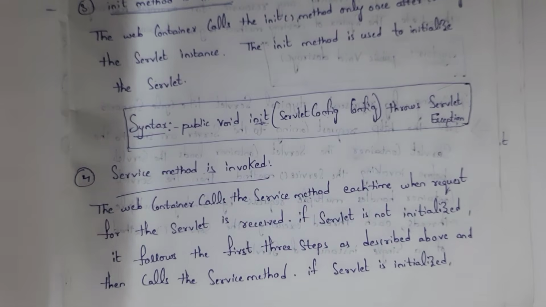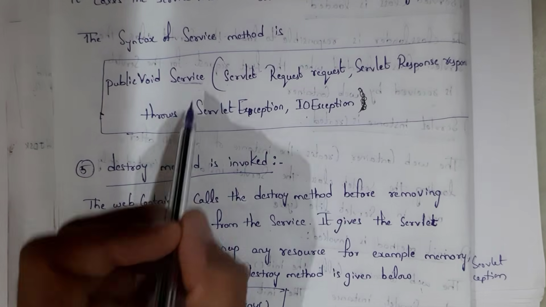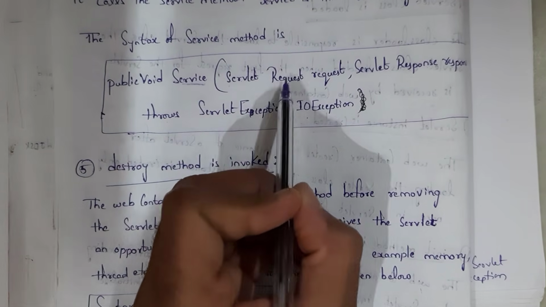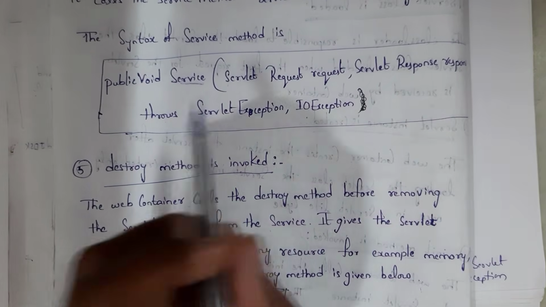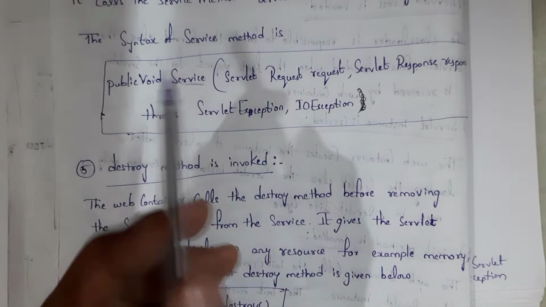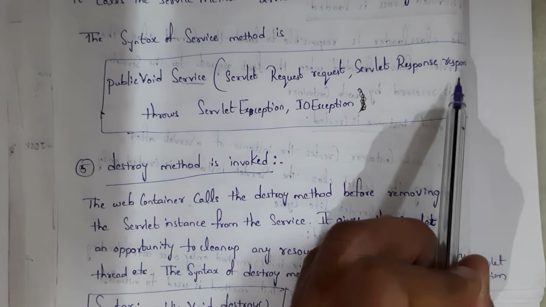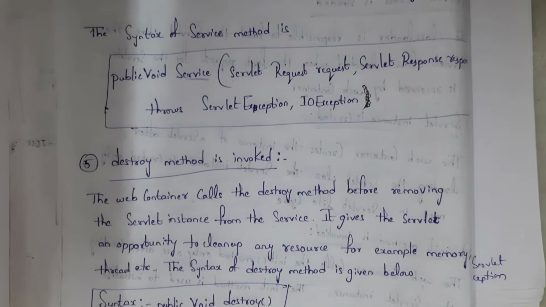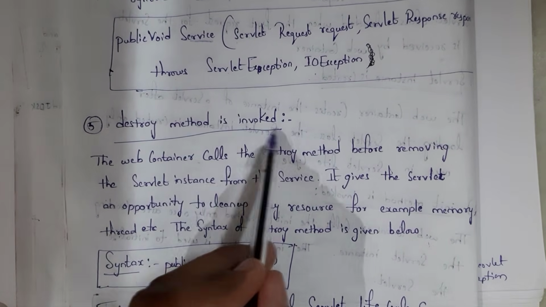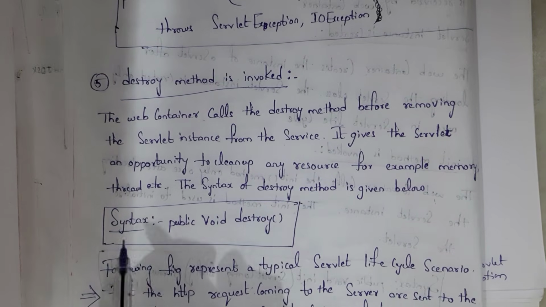After the init method, the next one is the service method. In the service method, whenever the user sends a request to the servlet, the servlet will provide a response to those requests. This is the actual method. This is the syntax for the service method: public void service(ServletRequest, ServletResponse) throws ServletException, IOException. The meaning of this syntax is that whatever request is sent by the user, the servlet will provide a response to it. And at last, the third one, the destroy method. In the destroy method, we need to kill that servlet. This is the syntax: public void destroy.